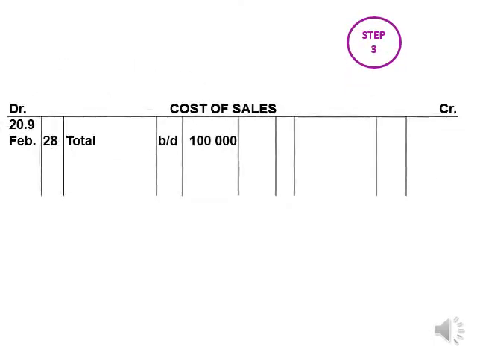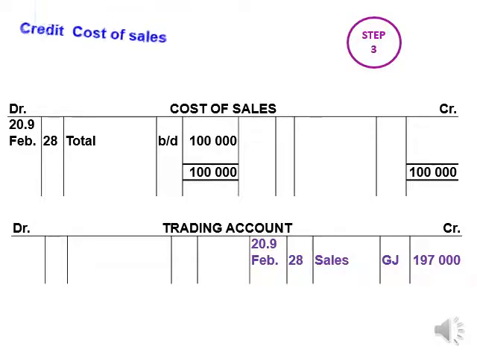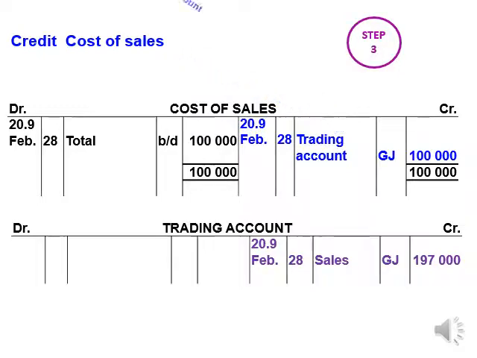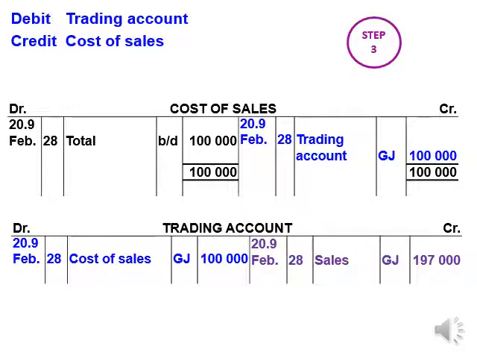Step number 3, we need the cost of sales in the trading account. So step number 3 is then to close and transfer the cost of sales to the trading account. We will credit the cost of sales because it is a debit and transfer it to the trading account by debiting the trading account. So in the trading account, we now have everything we need to calculate our gross profit, sales minus cost of sales. Please, very importantly, the trading account is used to calculate gross profit.